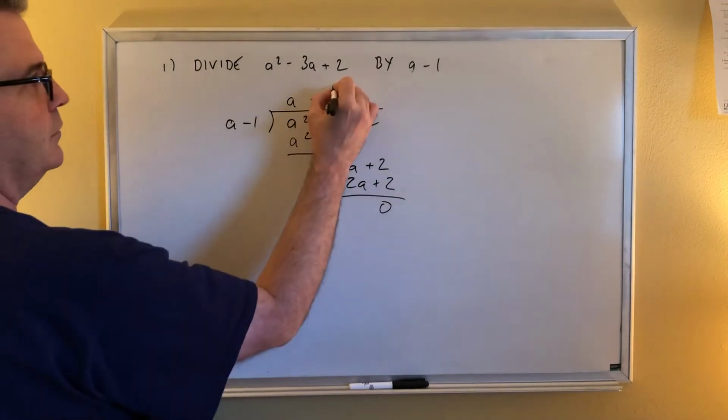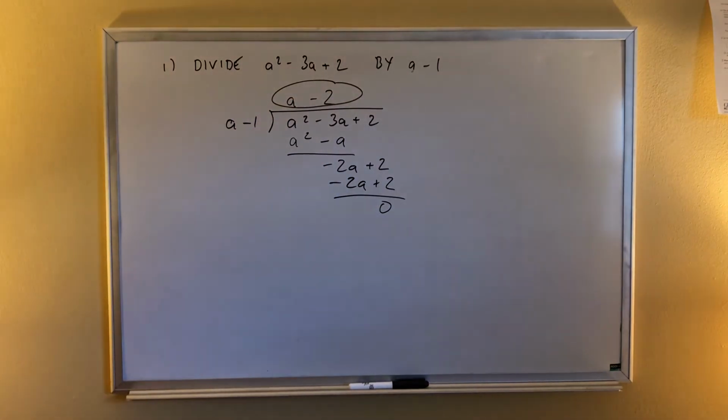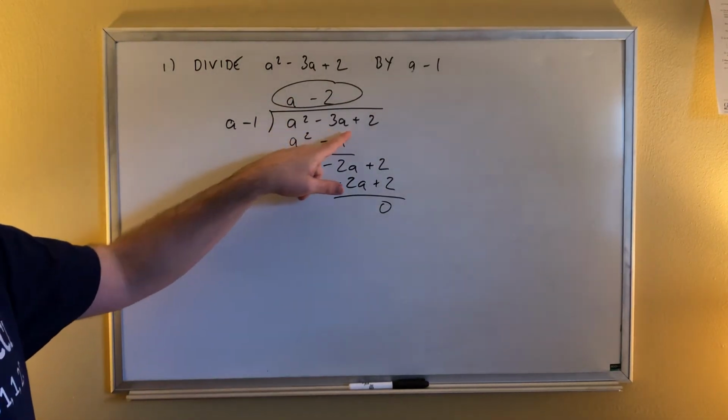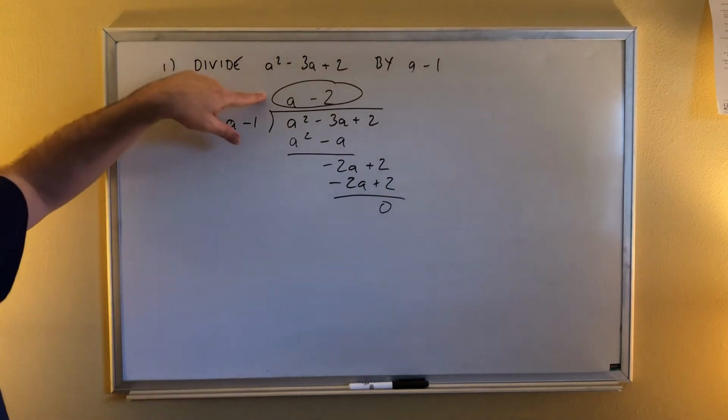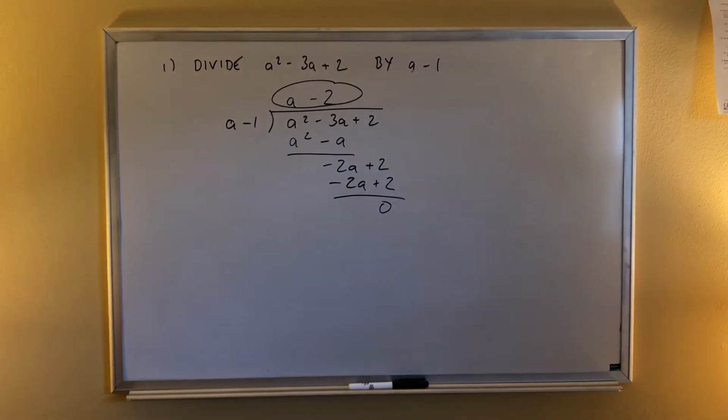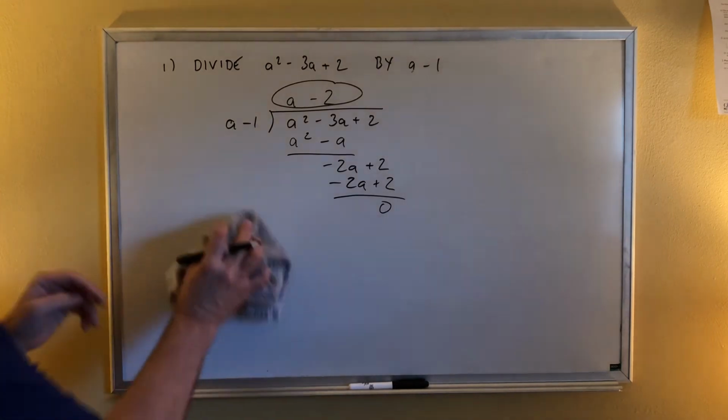So our answer is going to be a minus 2. Okay? A squared minus 3a plus 2 divided by a minus 1, what does that equal? A minus 2. All right, I'm going to move on to number 2 now.